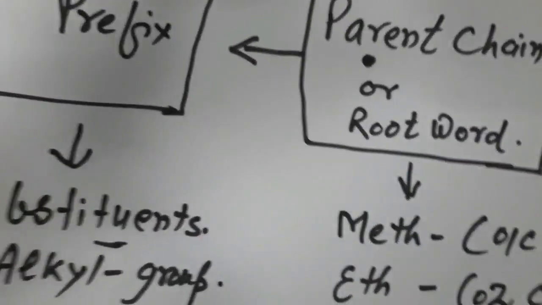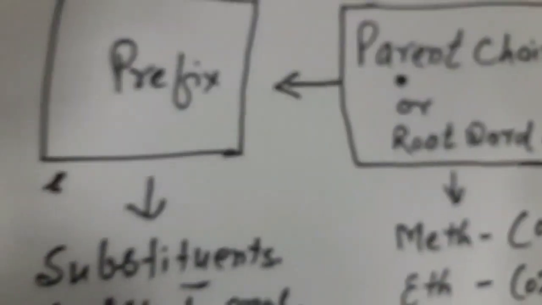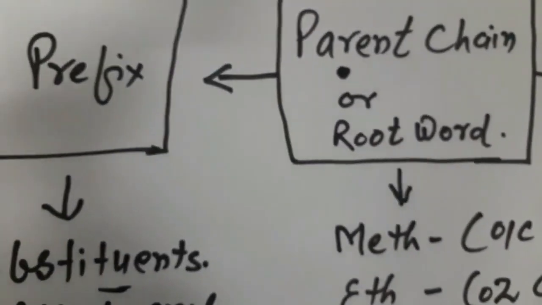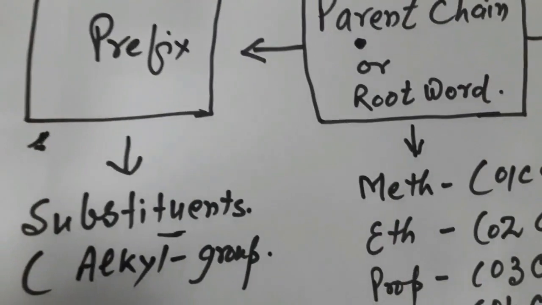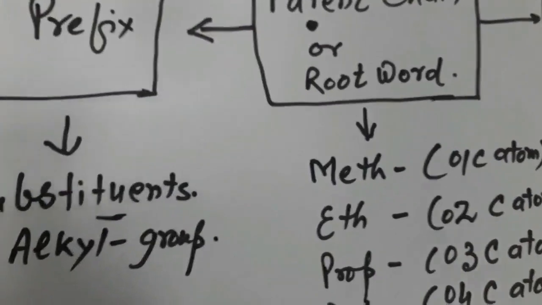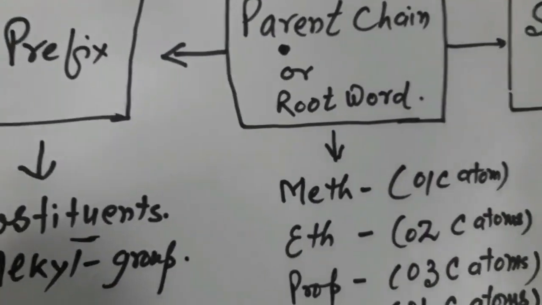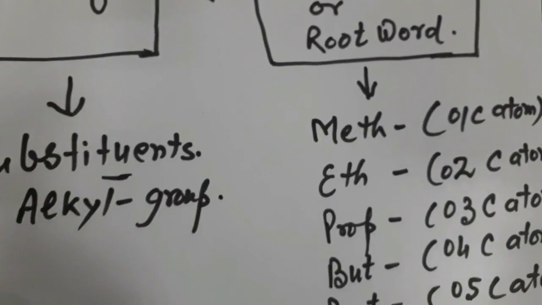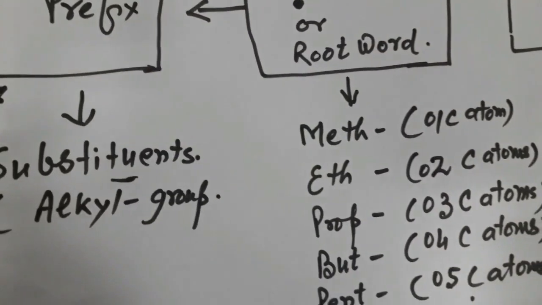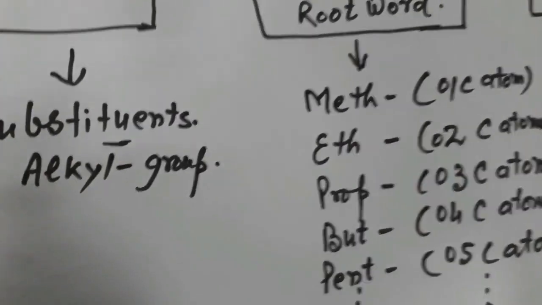Then the another one, while naming the organic compound, is the prefix. This prefix is also very, very important. If any substituent is attached on the chain, then it will be written in the beginning, that is, in the prefix. As I told you, if one hydrogen atom is replaced by an alkyl group, then if it is one carbon atom, then yl will be added in the end. So it will become methyl, ethyl, propyl, butyl, and pentyl, and so on.